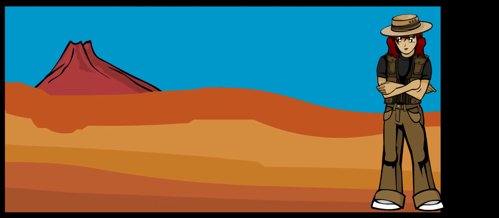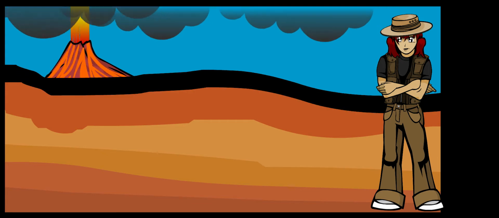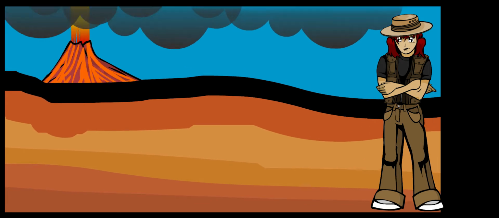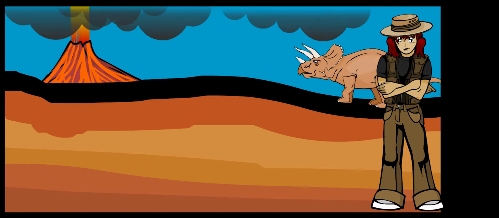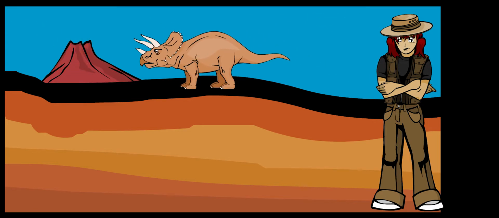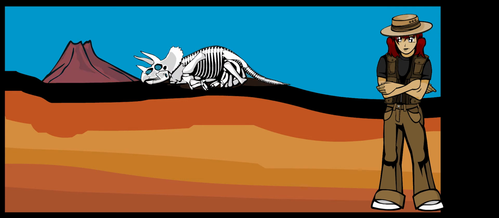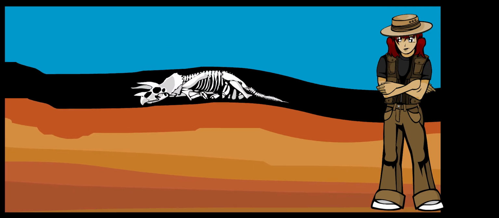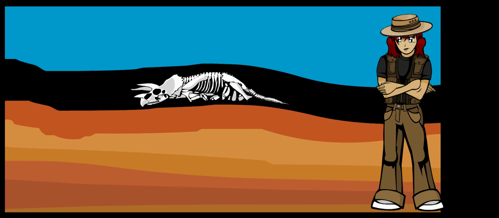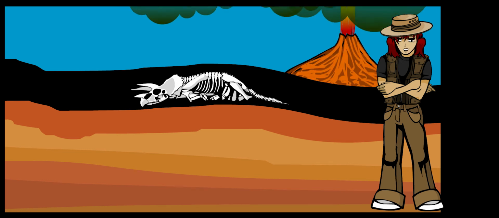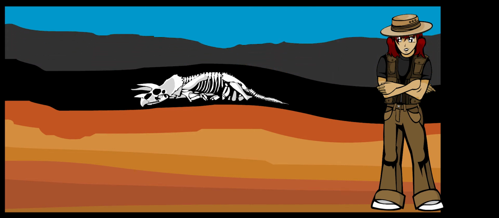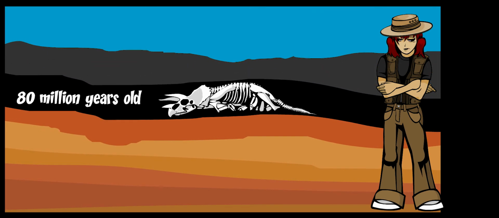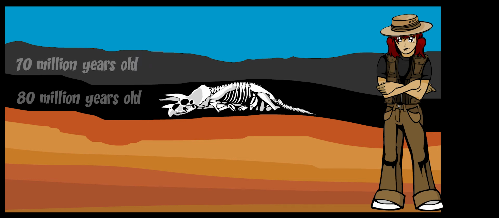Imagine that a volcano erupted 80 million years ago and spread a layer of volcanic rock over the Earth. Then imagine that a triceratops lived and died right on top of this layer. It was buried in the ground and became a fossil. And then, 10 million years later, another volcano blew a layer of rock on top of the buried skeleton. If the first layer of rock was 80 million years old, and the second layer was 70 million years old, paleontologists can guess that the triceratops skeleton was between 70 and 80 million years old.